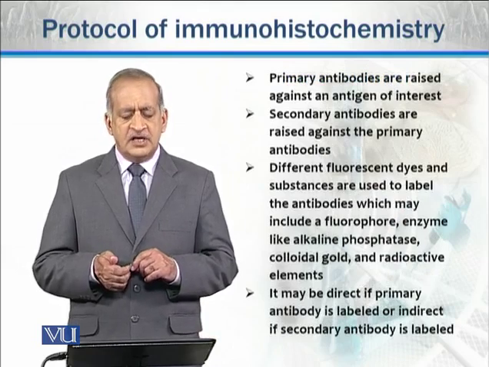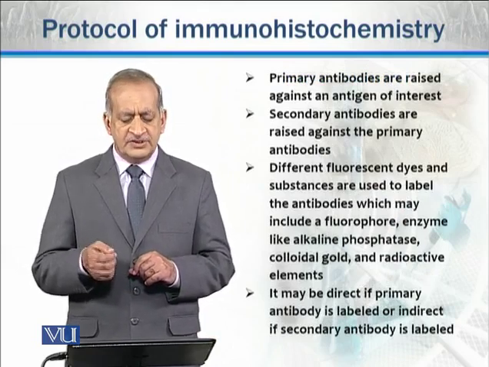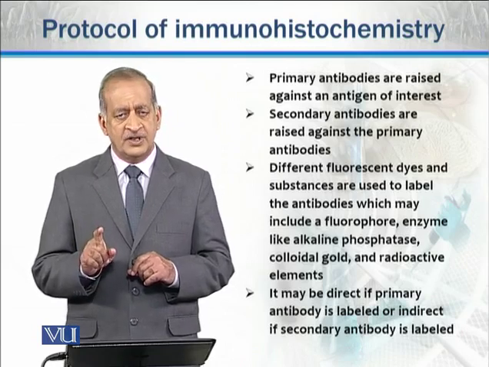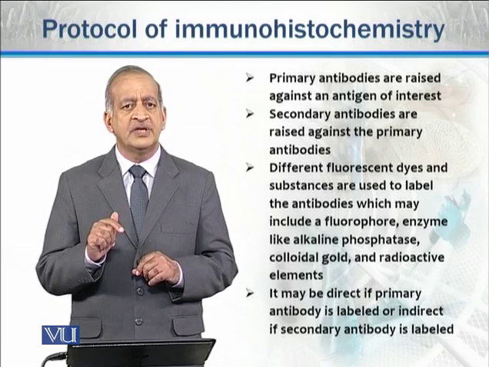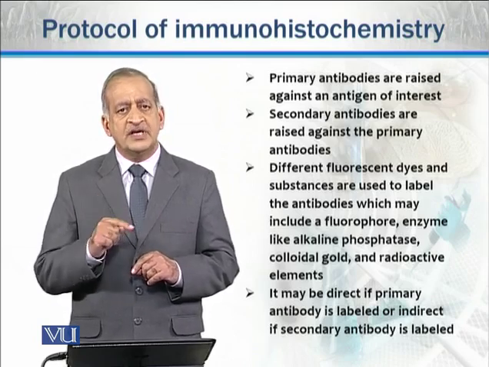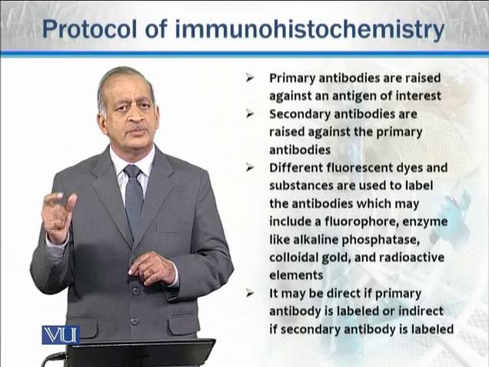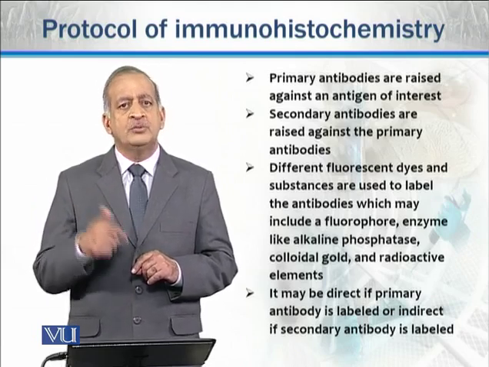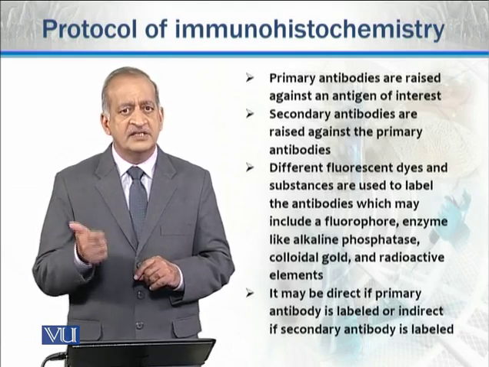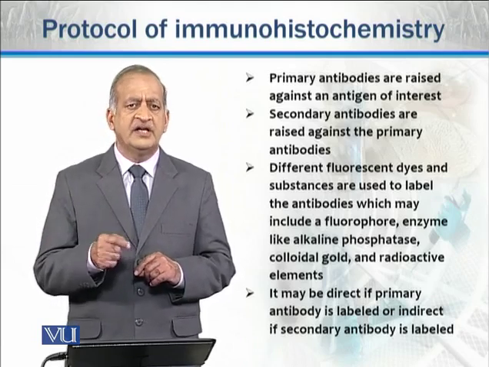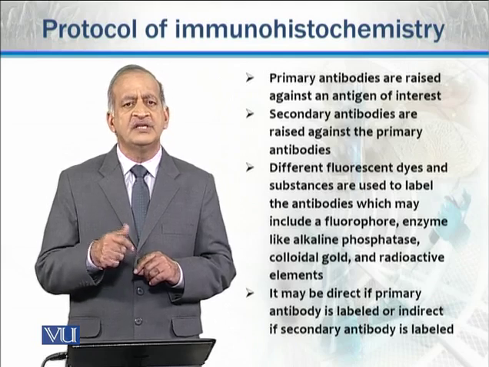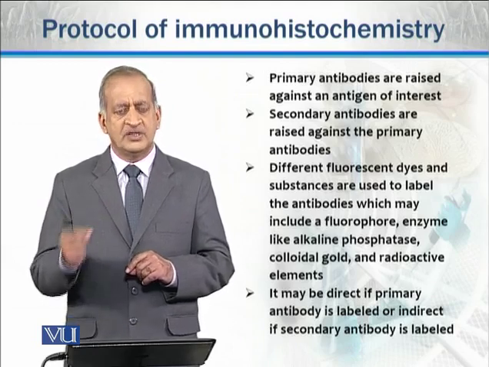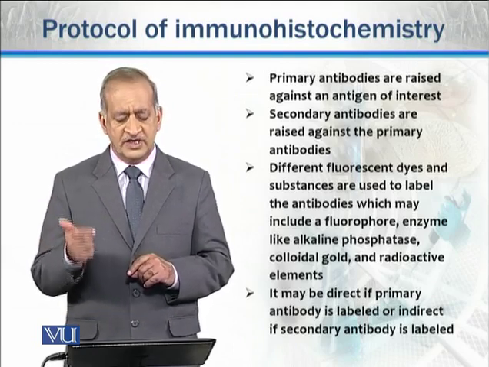Primary antibodies which are used are raised against an antigen of interest present in the sample. So for example, if we say there is an A molecule, the antibodies raised against it we will call primary antibodies. Now the antibodies which are raised against these primary antibodies are known as secondary antibodies. So obviously, in direct staining the primary antibodies are labeled, and in indirect staining the secondary antibodies. So the purpose is that we know what primary antibodies are and what secondary antibodies are.